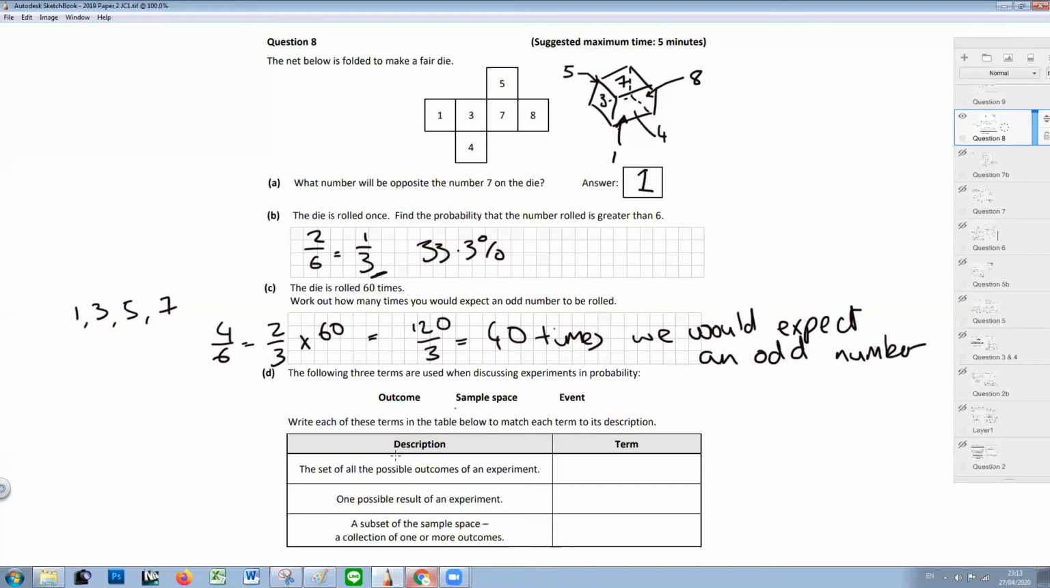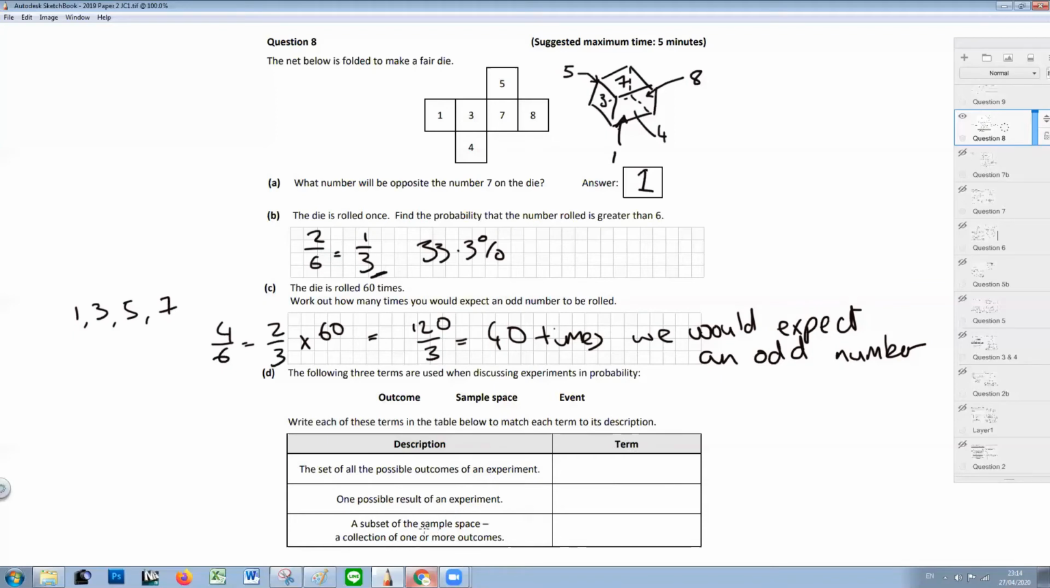Okay, that's it. The following 3 terms are used when discussing experiments and probability: outcome, sample space, event. Write each of these terms in the table below to match each of its to the description. So I suppose the most obvious thing is to know this, but if you didn't know this, I'm going to give you a way that you could kind of figure it out. So it says the set of all the possible outcomes of an experiment, one possible result of the experiment, and a subset of the sample space, a collection of one or more outcomes.